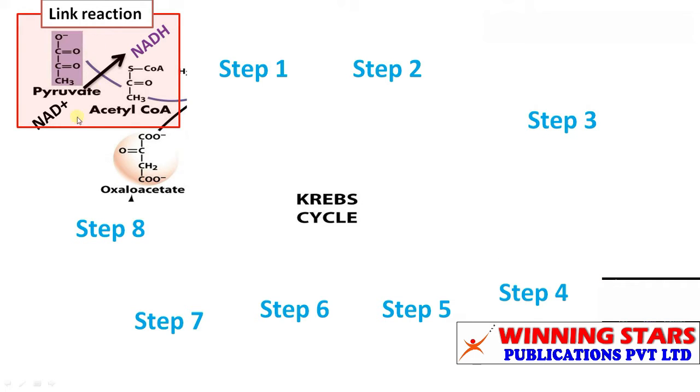After glycolysis, what we have is pyruvate. Pyruvate enters mitochondria and forms acetyl coenzyme A. This reaction is called link reaction as it connects glycolysis and Krebs cycle. In that reaction, NADH is formed and carbon dioxide is released. The reaction is oxidative decarboxylation and the enzyme involved is pyruvate dehydrogenase.